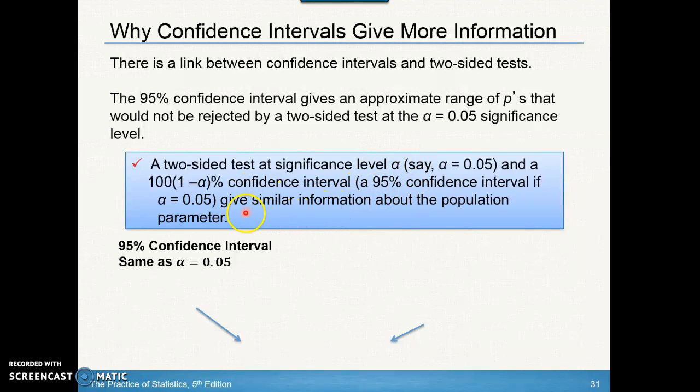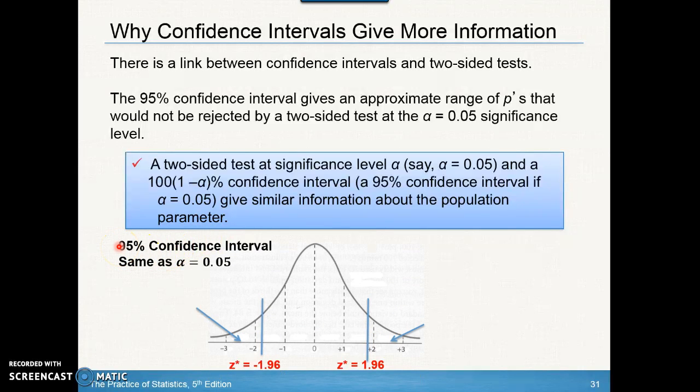They're going to give similar information about the confidence interval. So let's take a look and see how these look the same. Notice, here's your 95% confidence interval. This is where the true population parameter would lie. Outside of here, too big. Outside of here, too small, we're rejecting. We're saying that doesn't fit in with the thing.